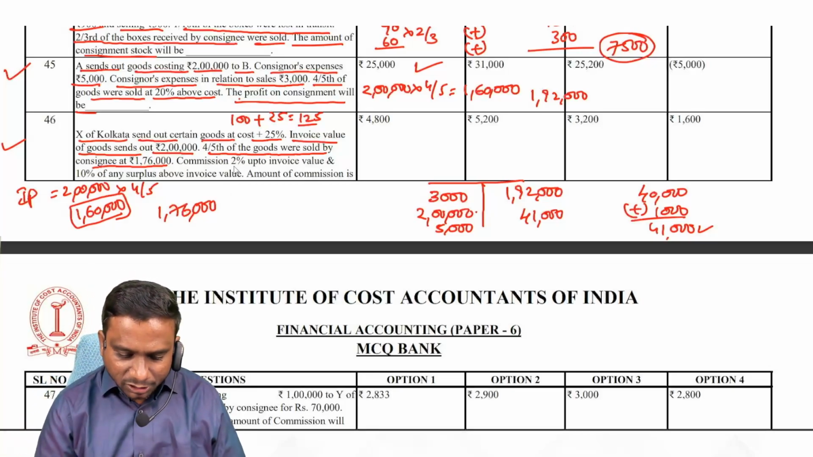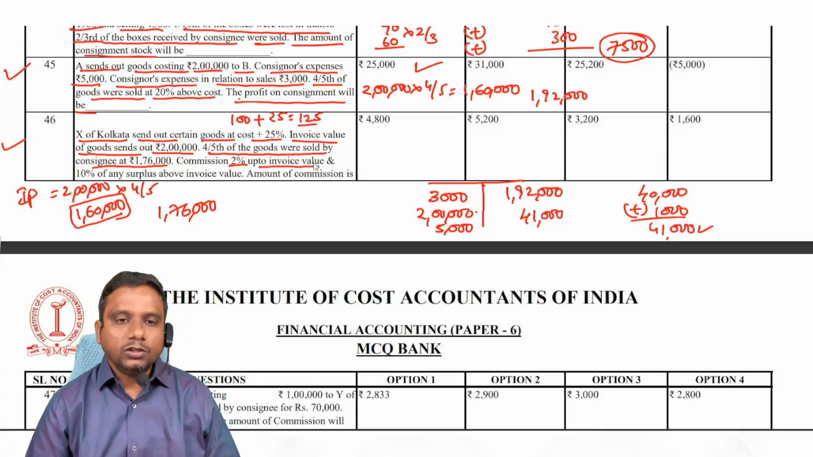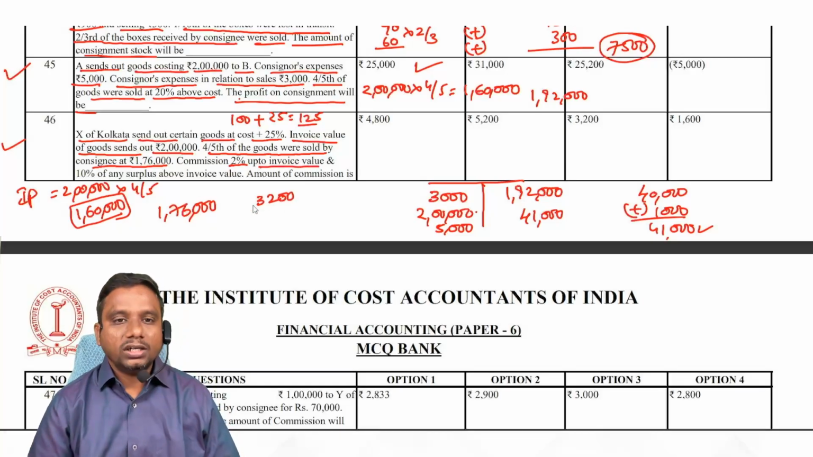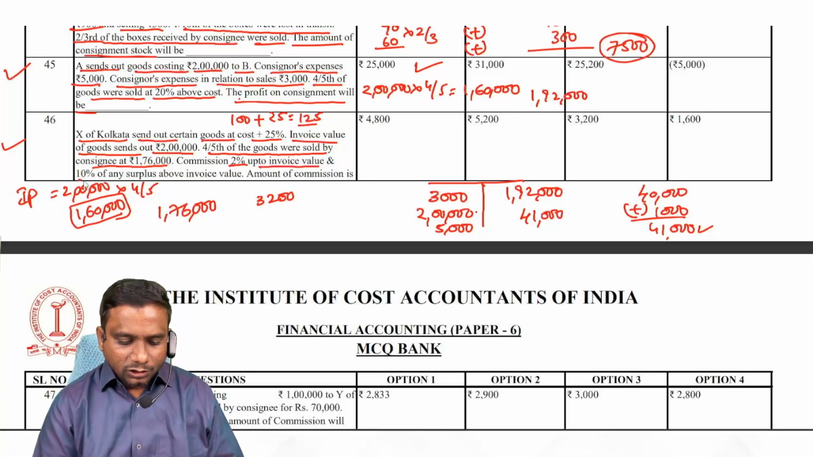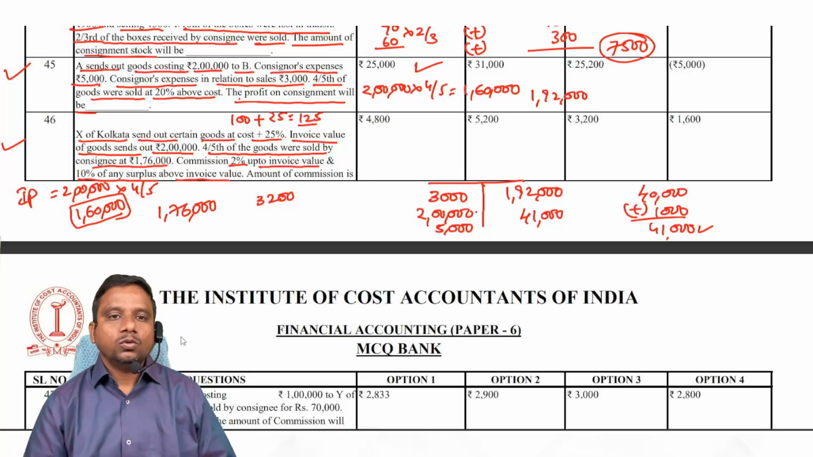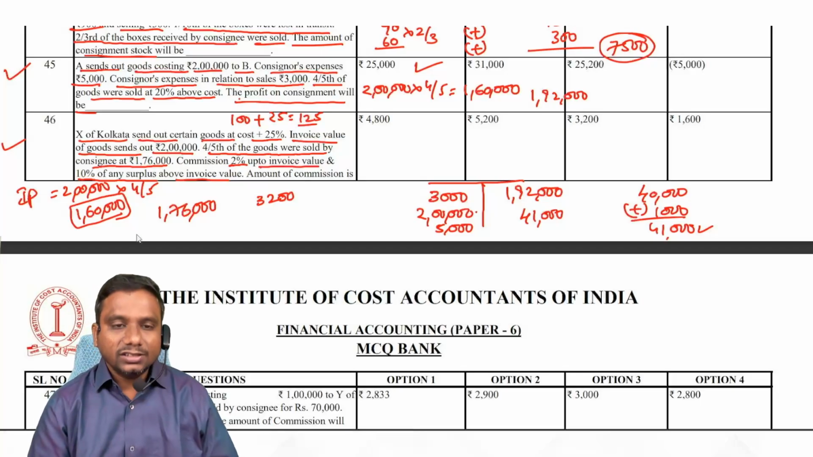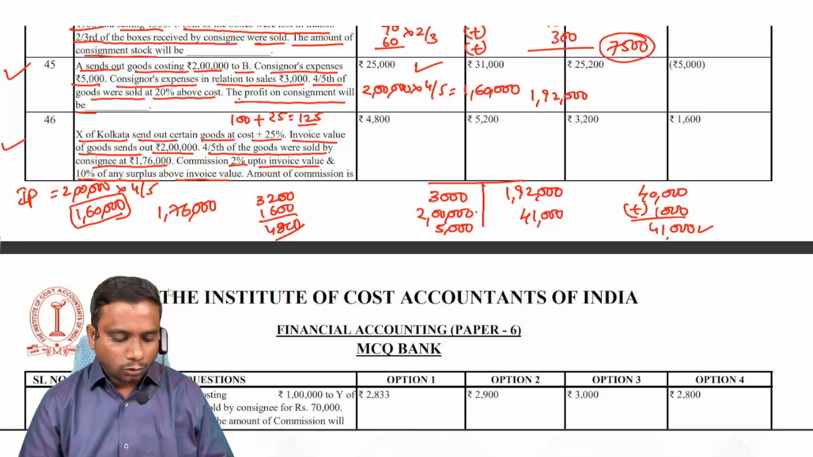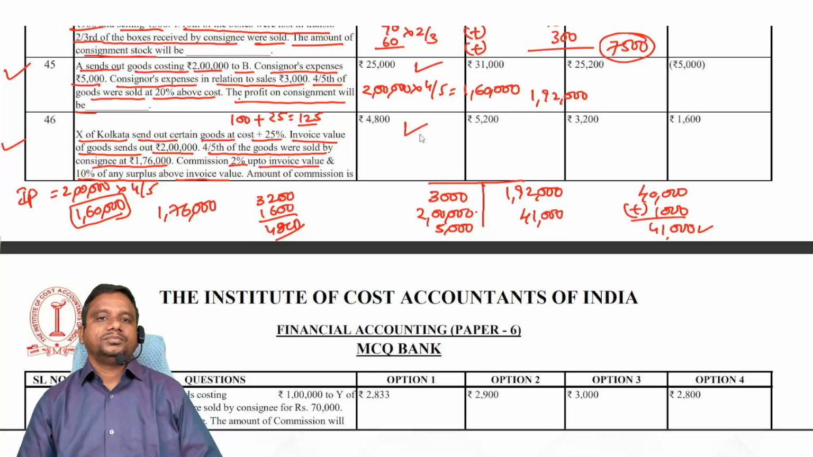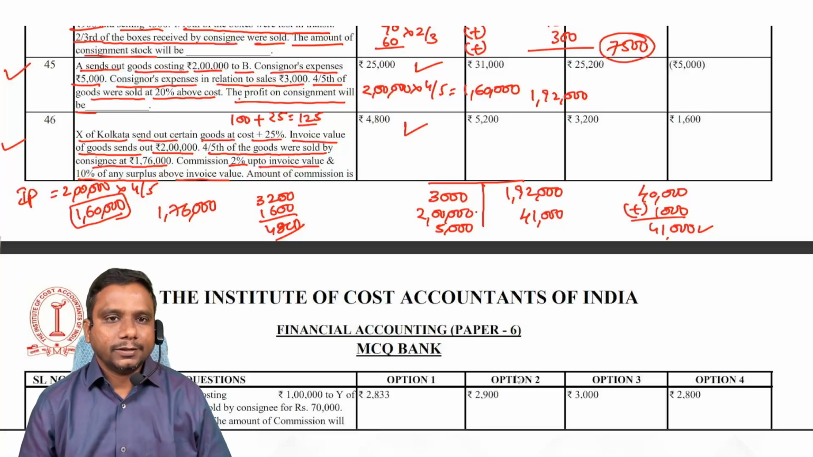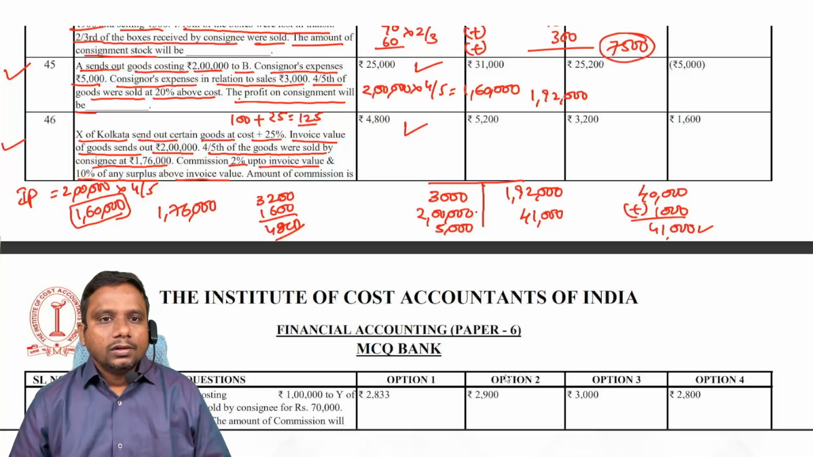Okay. Commission 2% up to invoice value. Calculate 1,60,000 into 2%, so 3,200. And 10% of any surplus above invoice value. What is the surplus amount? 1,76,000 minus 1,60,000, so 16,000 rupees. 16,000 rupees into 10%, so 1,600. So 4,800 is your commission. Commission payable to consignee 4,800. What a calculation. Next one.